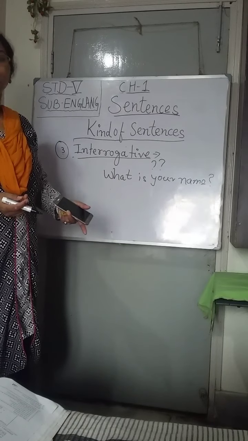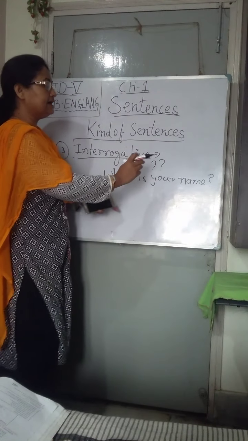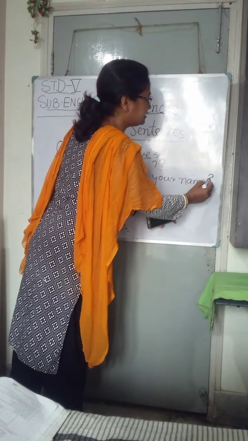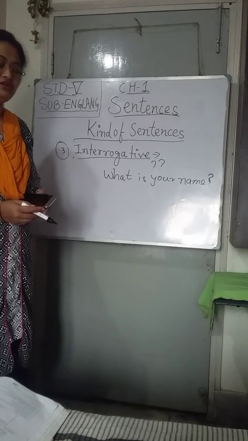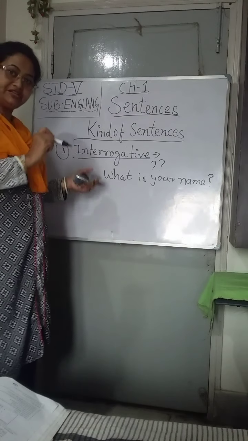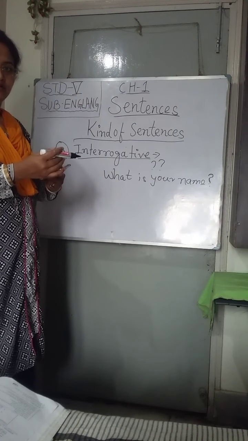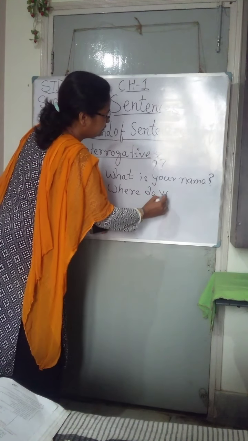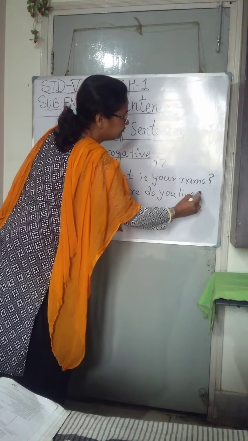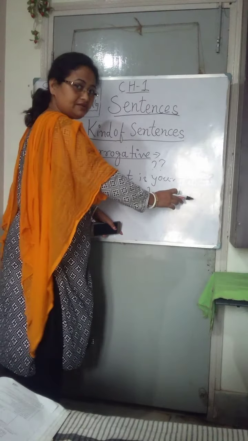What is your name? And children, always remember, we have to put a sign of interrogation. As I told you in the previous class also, we have to put the proper punctuation mark at the end of a sentence. So when I am asking a question to someone, like what is your name, where do you live, this is a sign of interrogation. Don't forget to put the punctuation mark.